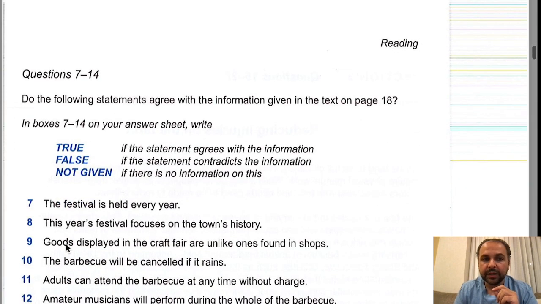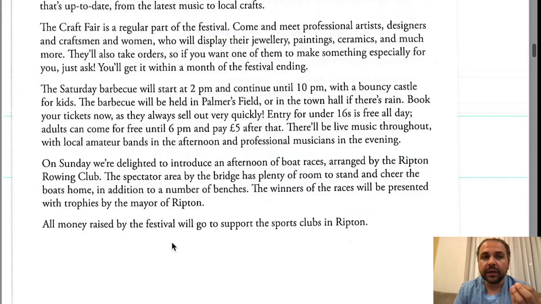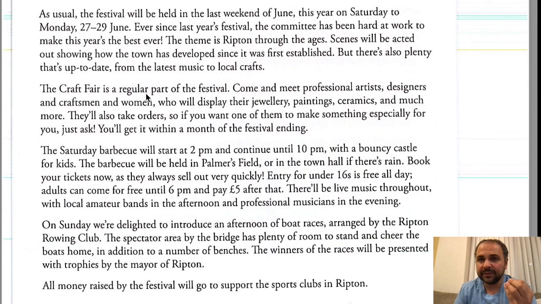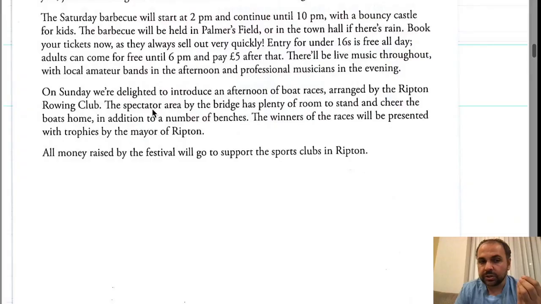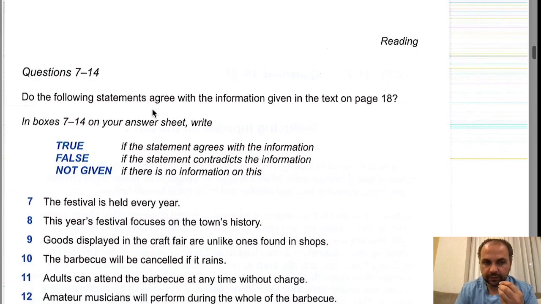Next one, number 9. Goods displayed in the craft fair are unlike ones found in the shops. The text says that, well, you can see some professional artists and designers and craftsmen and women who will display their jewelry, paintings, ceramics, and so on. But we do not know whether we can find the same jewelry in other shops or not. So the information is not given.